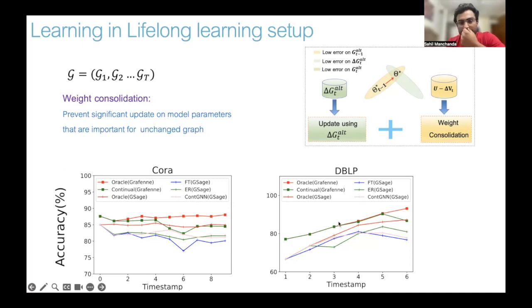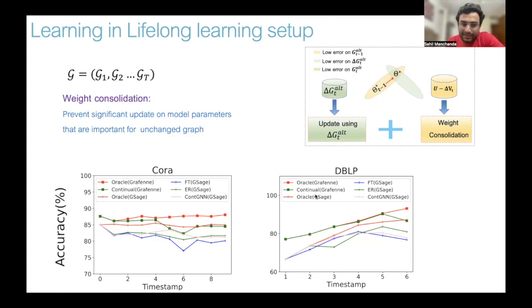Similar happened with DBLP. The point was the graph was actually growing. Nodes were coming, edges were coming. Initially the performance for everyone was bad, but as the graph was changing, new nodes, new features and new edges were getting added, the performance of continual graphene, the green color, was improving over time. It was almost like Oracle, but eventually, as you can see at the 6th timestamp, Oracle, I mean retraining, was giving the best performance in this case.